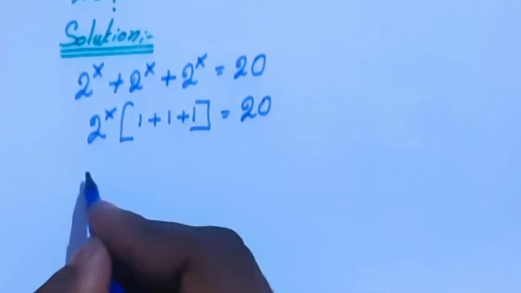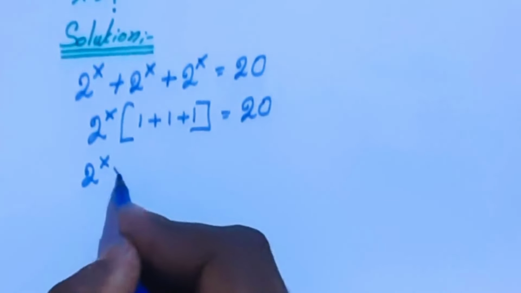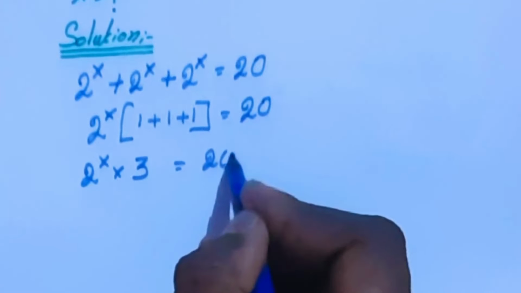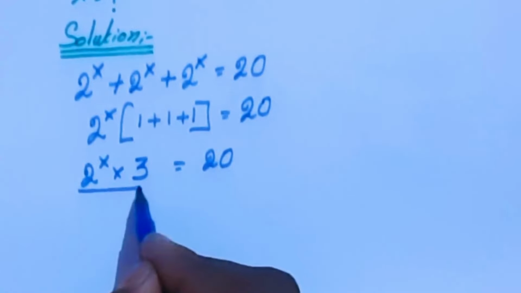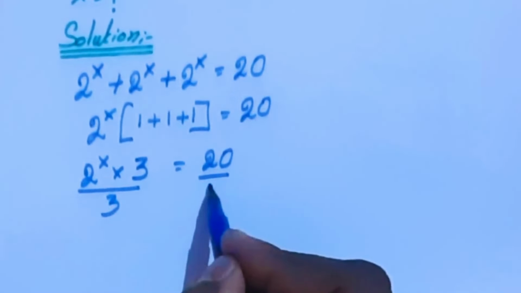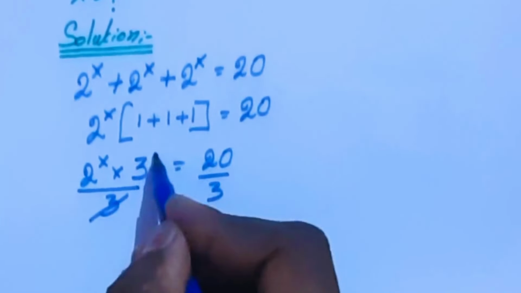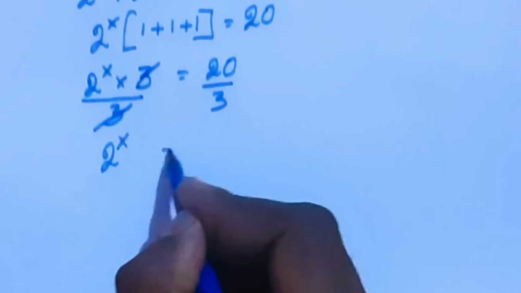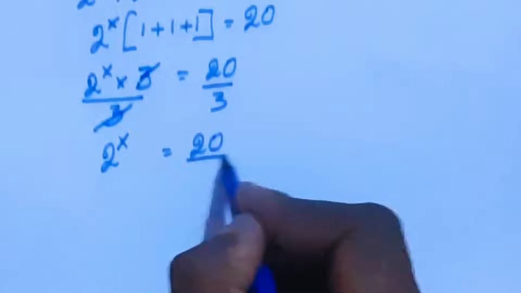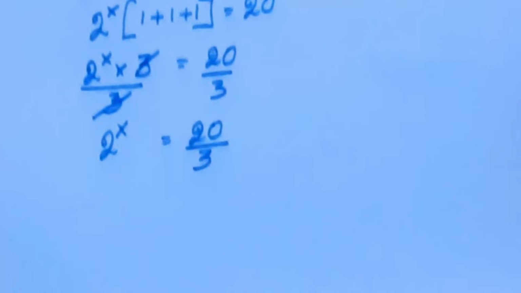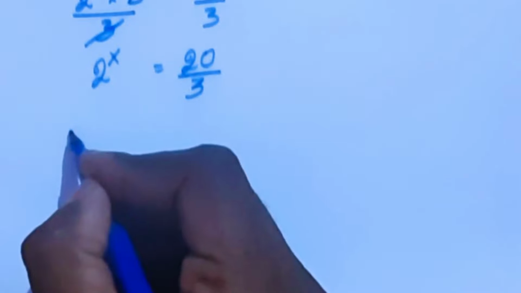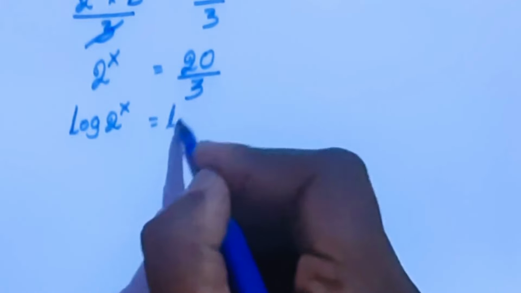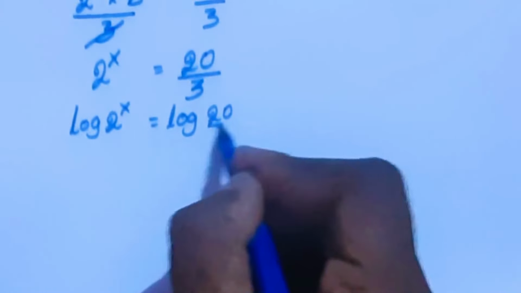Now 2 power x times this is 3 equal to 20. Now we are going to divide by 3 on both sides. So this 3 cancels this. So we have 2 power x equal to 20 by 3. Now we are going to take a log on both sides. So log 2 power x equal to log 20 by 3.